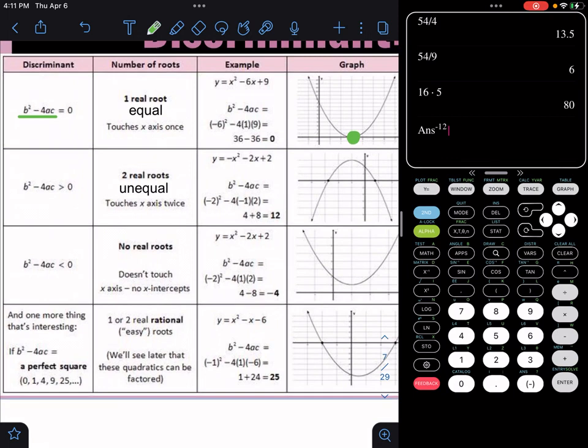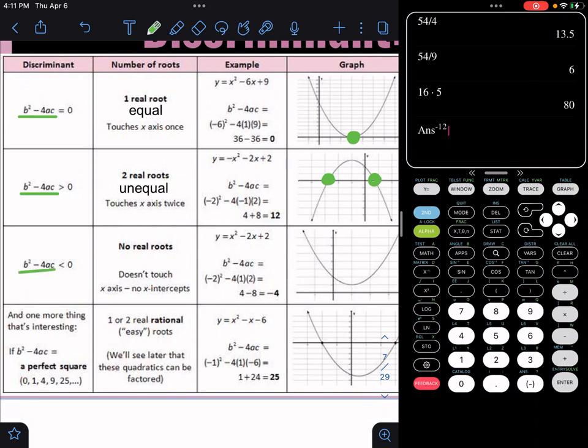Then if we have a number that is bigger than 0, if our discriminant is bigger than 0, we'll say we have two real roots. That means there's two places where it touches the x-axis, and these are going to be unequal roots, because two numbers can't be equal to each other unless they were the same number, but then that would just be one real root.